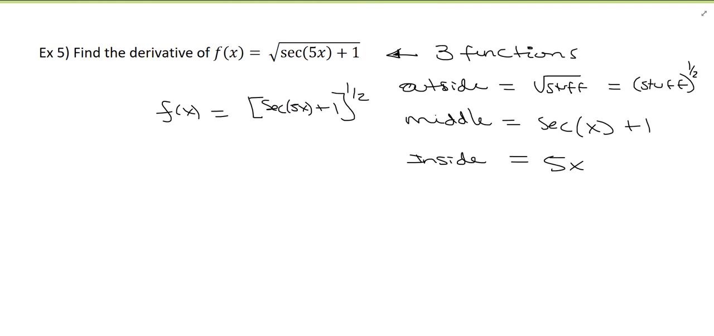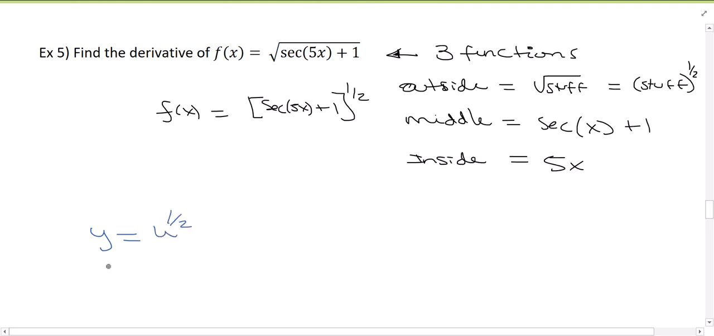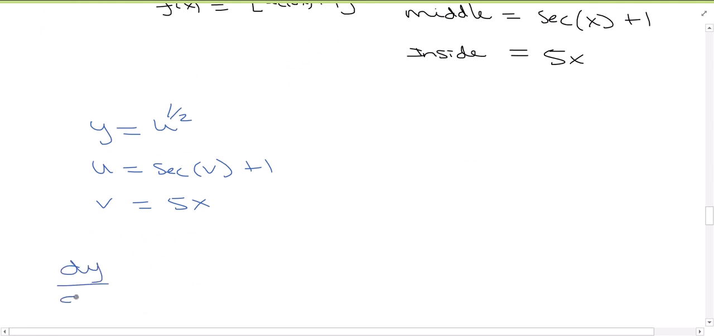So if I was going to write the full composition as we did in prior examples, how can we write the 3 functions? Before we had y and u. So now y will be u to the 1/2. But we have a third function, so now u will be secant of v plus 1, and then v will be the 5x. So when I want to get to dy dx, dy dx is going to be dy du times du dv, since u is a function of v, times dv dx, since v is a function of x.